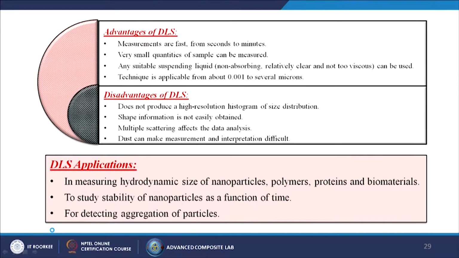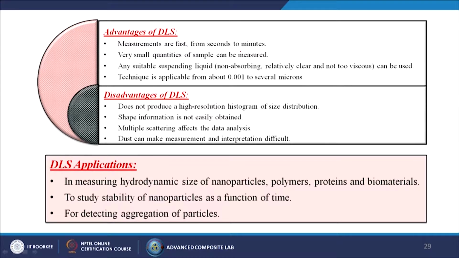What are the advantages of DLS? Measurements are fast, from seconds to minutes. Very small quantities of sample can be measured by this method. Any suitable suspending liquid, non-absorbing, relatively clear and not too viscous, can be used. The technique is applicable from about 0.001 to several microns.